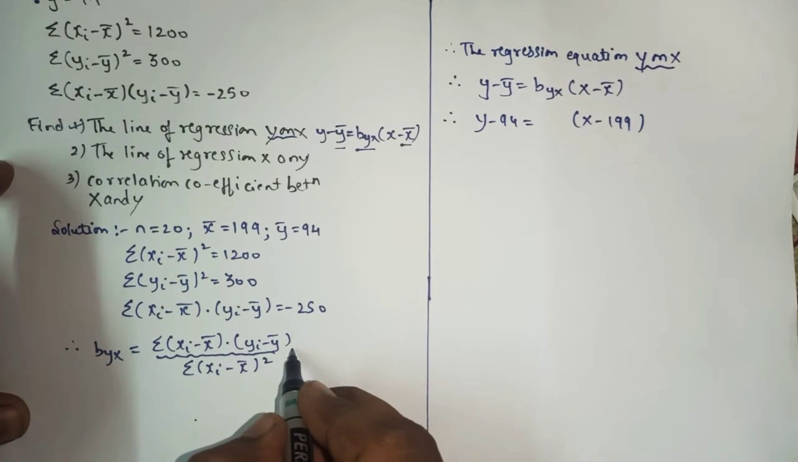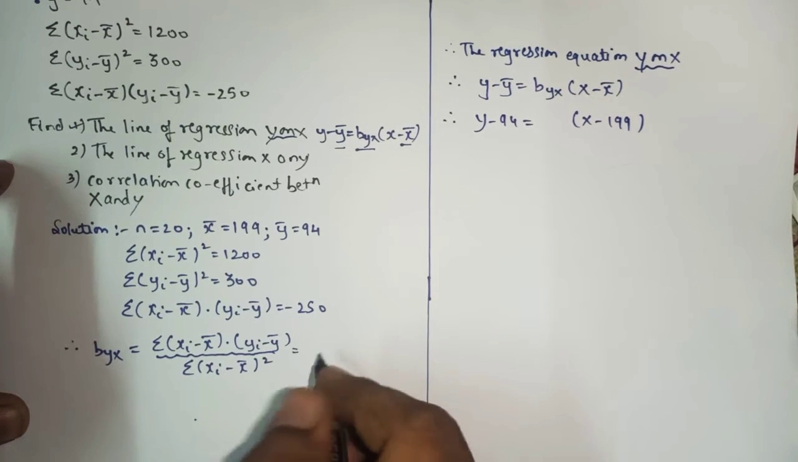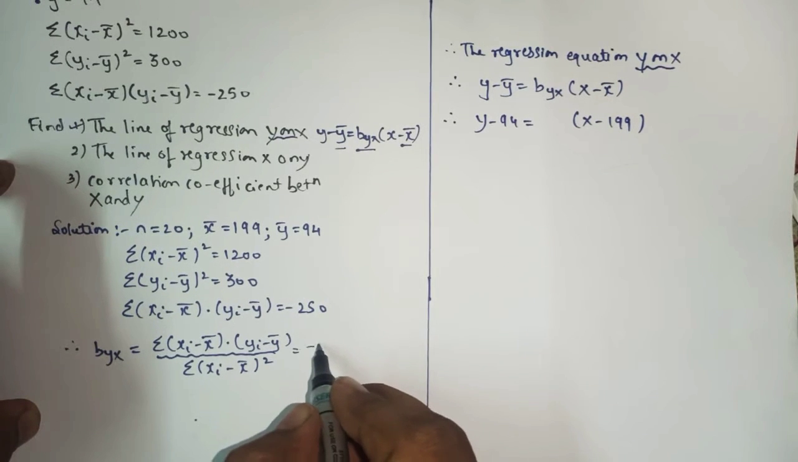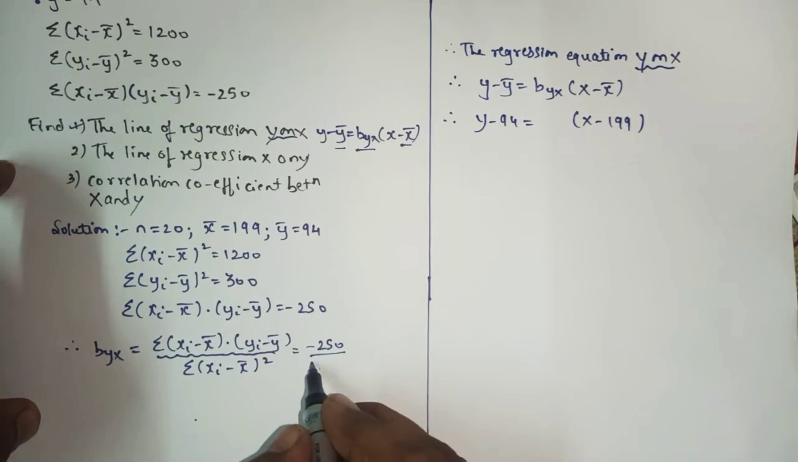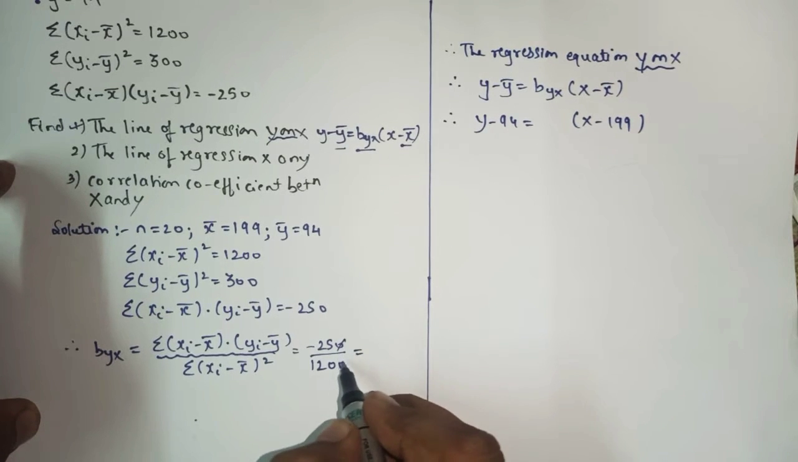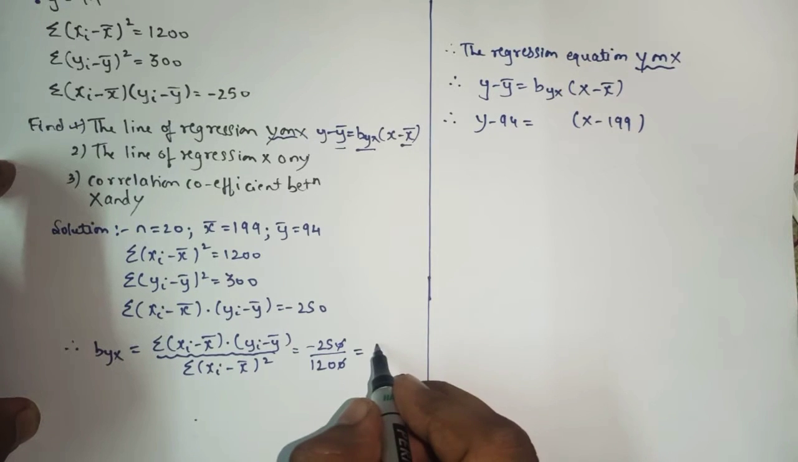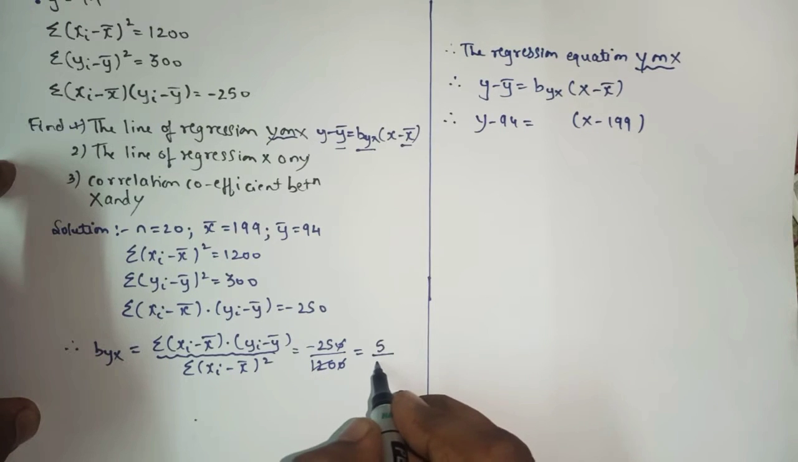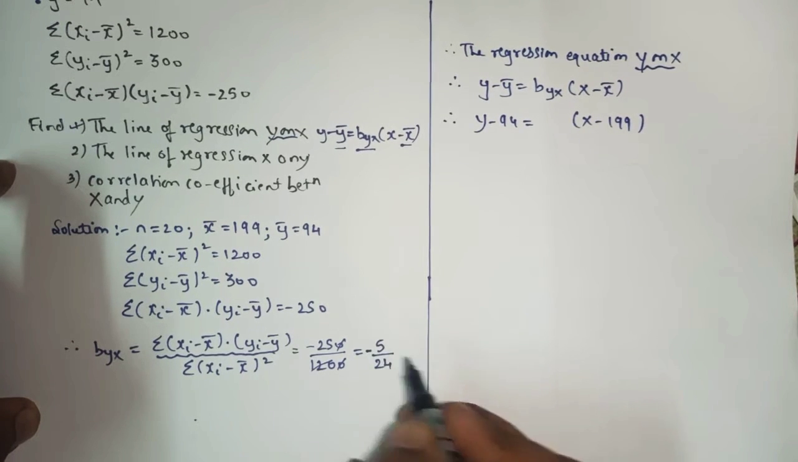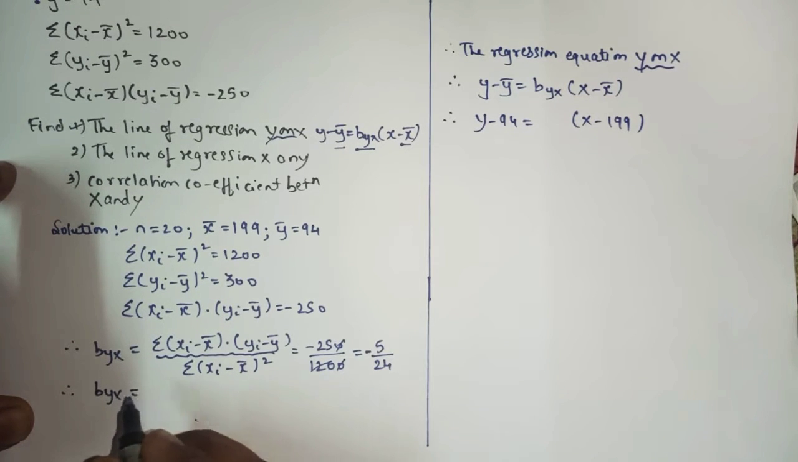So now simply substitute the value. The total of this part is minus 250, and the total of (xi minus x mean) the whole square is 1200. So the zeros cancel. 5 5s are 25, 5 2s are 10, and this will be 24. So here we have minus, so minus 5 by 24. Therefore we can say byx we got is minus 5 upon 24.